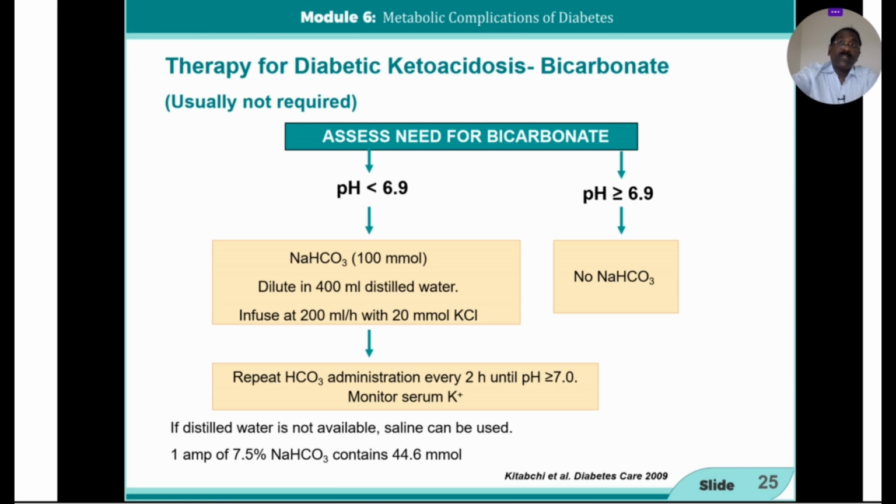So here the take home message is only when the pH is less than 6.9, you can remember it as 7. Okay, then only there is a need of the soda bicarbonate, and the soda bicarbonate has to be given in distilled water or in normal saline. Don't use the 5% dextrose or the Ringer lactate to infuse the soda bicarbonate here.